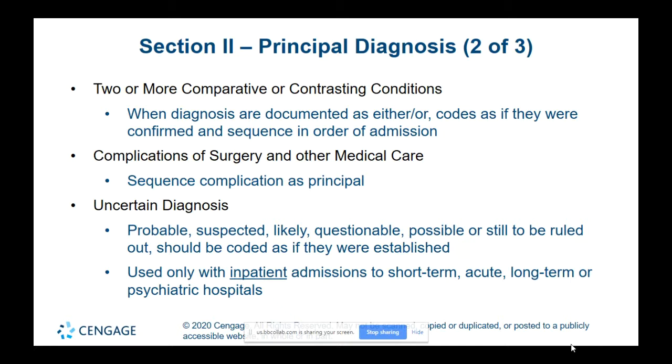For uncertain diagnosis in inpatient settings, if the documentation says probable, suspected, likely, questionable, or maybe, you should code it as if it were true. For instance, if the patient came in with stomach pain and they suspected kidney stones, but you weren't able to confirm that before the patient decided to leave, then if the documentation said probable kidney stones or suspected kidney stones, you would code that as kidney stones.